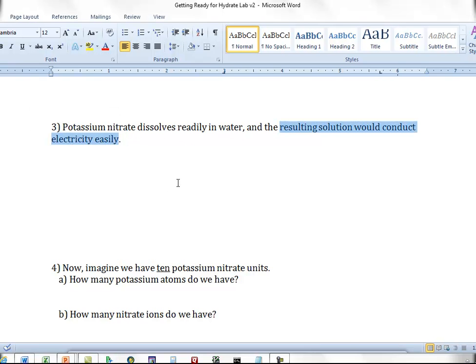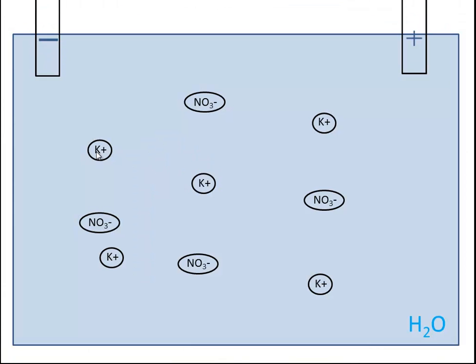So what I would like you to do in the space beneath number 3 is draw a, here, I'll show you.